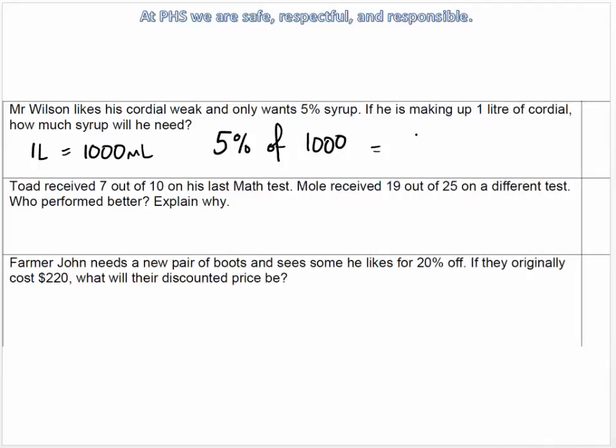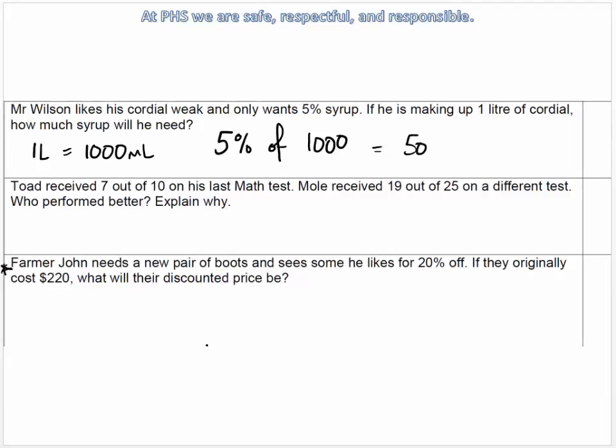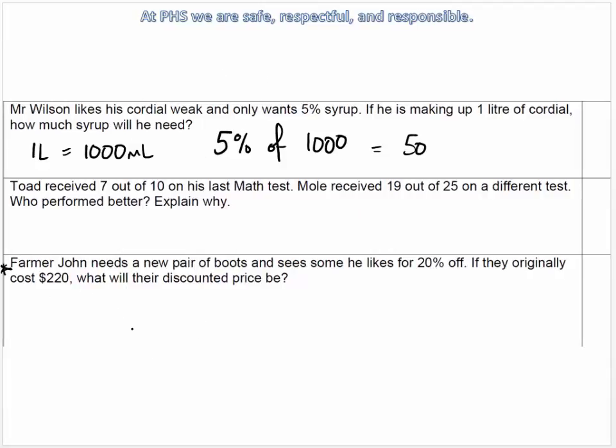Okay, so equals 50. Now, another way, and we'll talk about the other way on this bottom one. We'll do the bottom one down here in our head. Okay, we've used our calculator. We'll also use our head because we want to be able to do that too. So, next question. Toad received 7 out of 10. 7 out of 10.